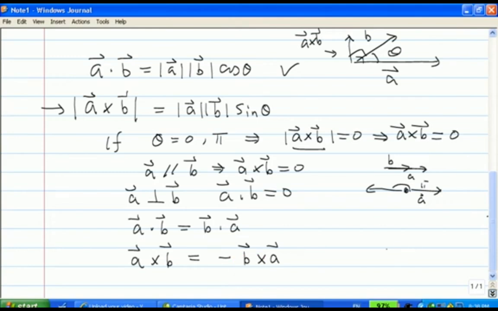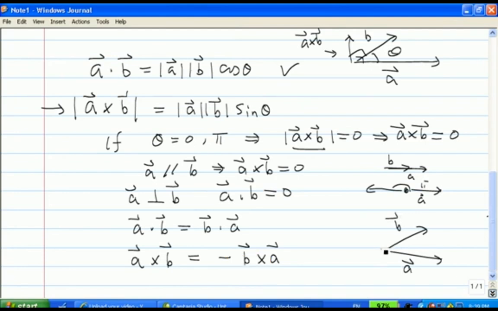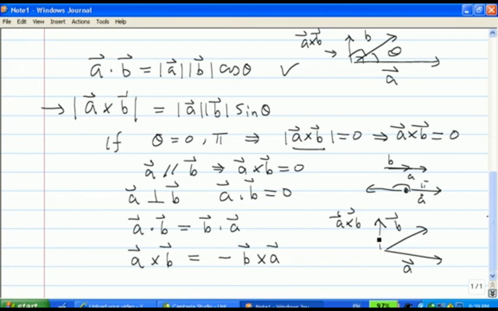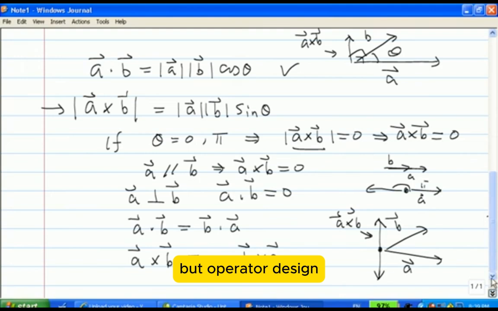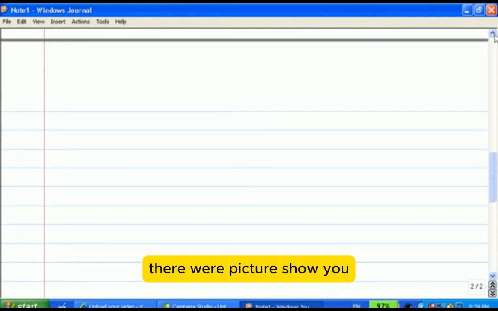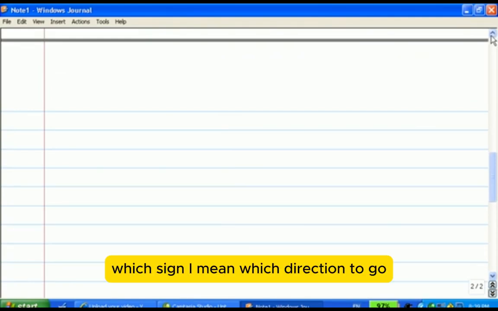So let me draw you a picture. If this is A, this is B, then A cross B gives you a vector like this. This is this vector. And B cross A gives you the one with the same magnitude but opposite sign. I strongly suggest you read a book, which will show you in a picture which direction to go.